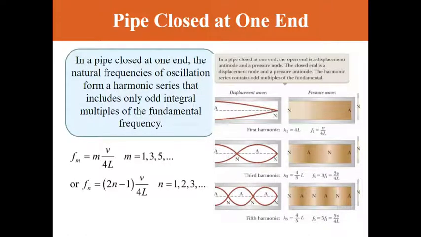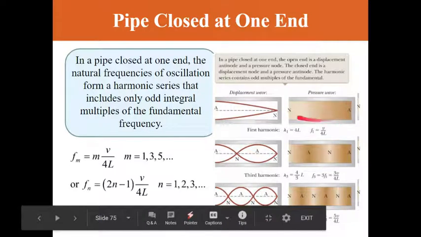So for the pipes closed at one end, at the closed end the particles can't move, so it's a displacement node. They're just going to get wedged in by other particles right behind it. So you end up with this pressure antinode, which is also a displacement node since particles are not moving.